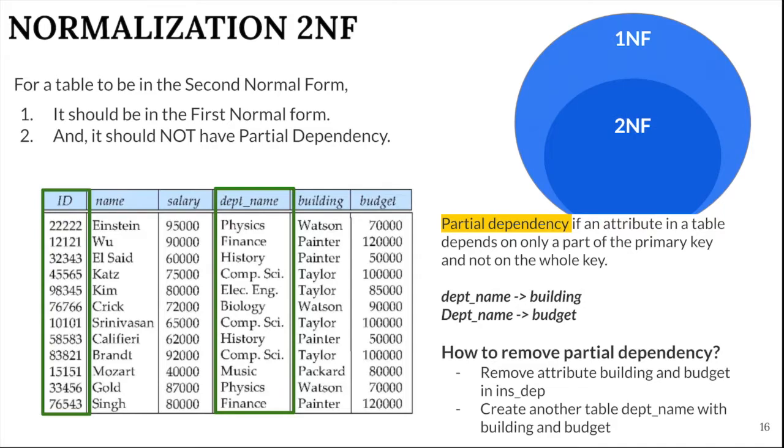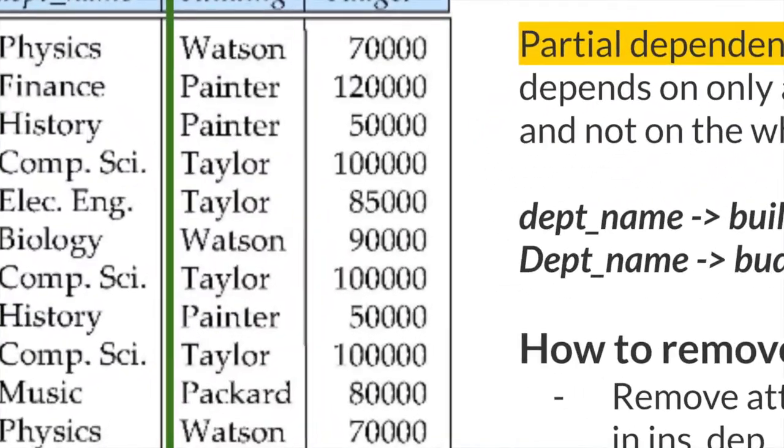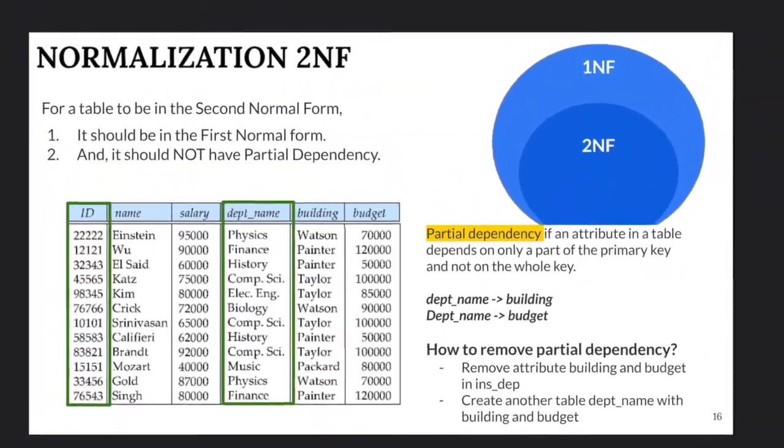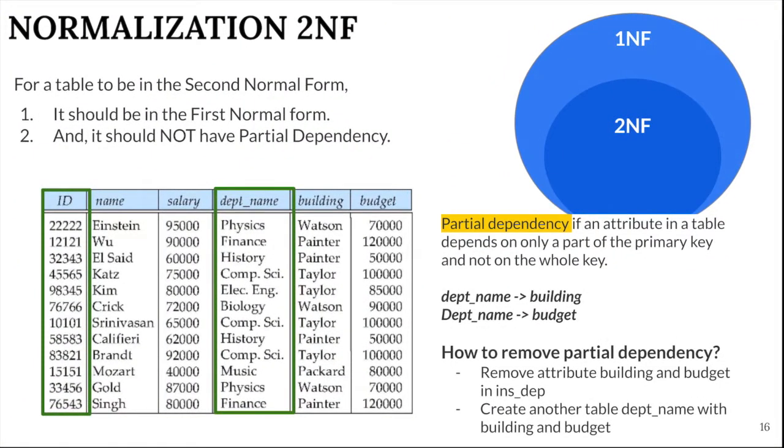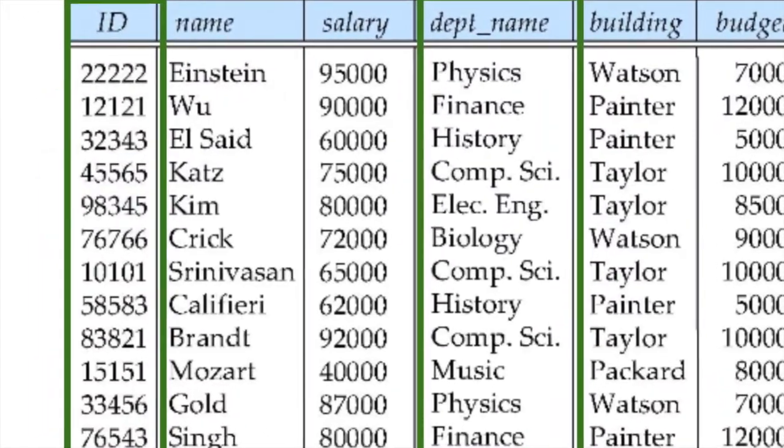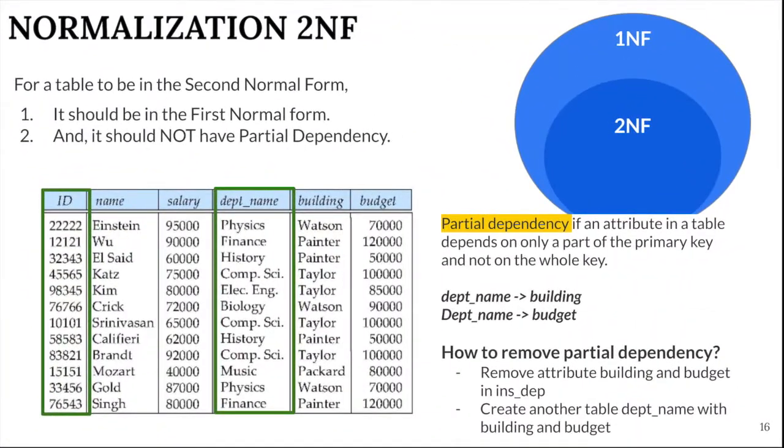What you need to do to address this concern is to remove the partial dependency by removing attribute building and budget dito sa original table and then create another table na may department name. Okay, so sa first table mo, makikip mo yung department name. Sa second table mo, may department name ka pa rin and then you will have the building and budget.